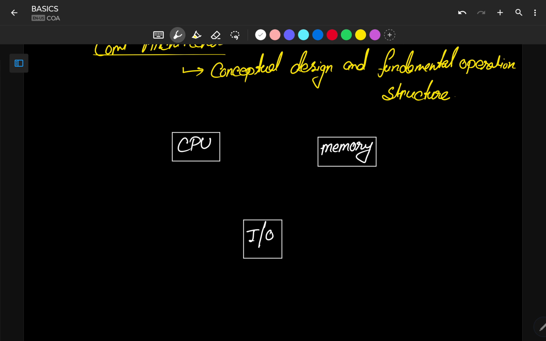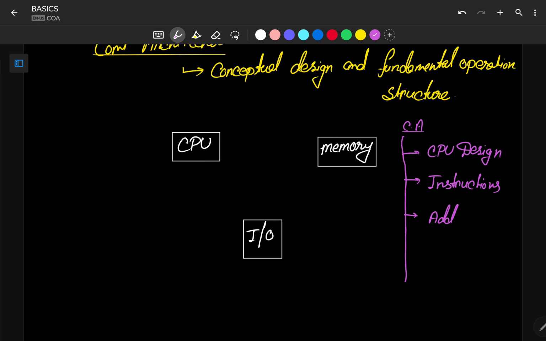In computer architecture, you will learn these topics: one is CPU design, then instructions, then addressing modes, then data format.